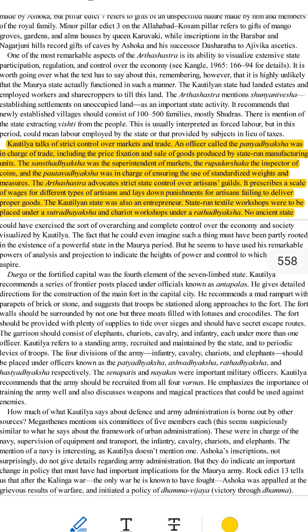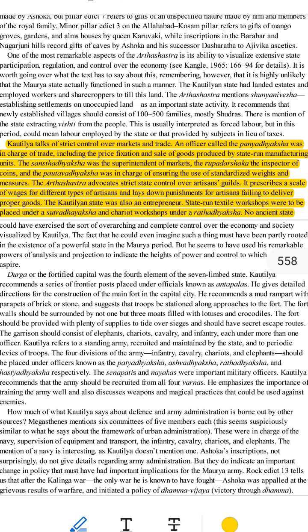6. The government as a business owner. The Kautilyan state as an entrepreneur. Kautilya imagined the government running businesses too. This means the government could own factories and workshops. For example, a textile workshop for making clothes would be managed by an officer called the Sutradyaksha. A chariot workshop for making chariots would be managed by an officer called the Rathadhyaksha.